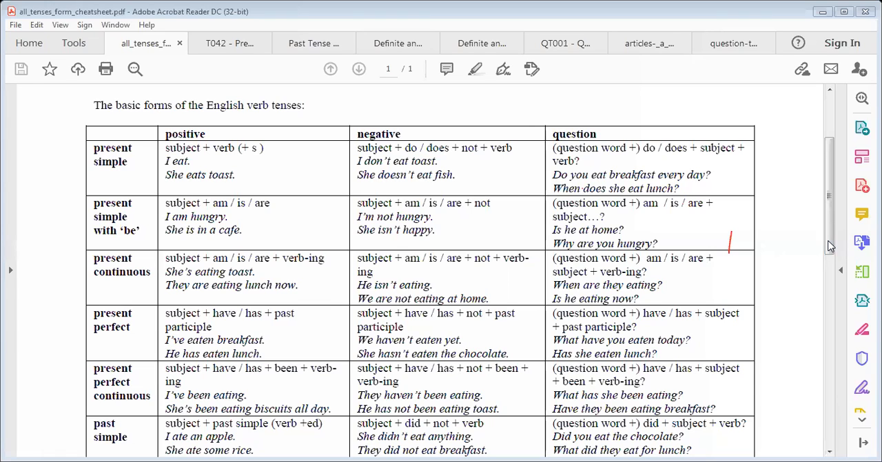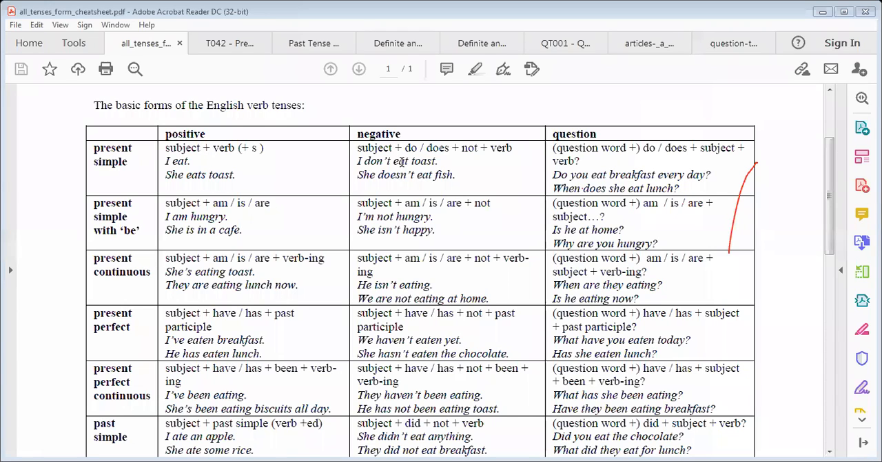So in simple present tense, the sentence structure we have is subject plus verb plus object. If your subject is third person singular, you add s or es to the verb. For example, she eats toast. But if it is other than third person singular, then there is no need to add any suffix like s or es to the verb. Also remember that this suffix is added only in simple present tense and no other tense. Okay, please remember this. So this rule is applicable only in simple present.